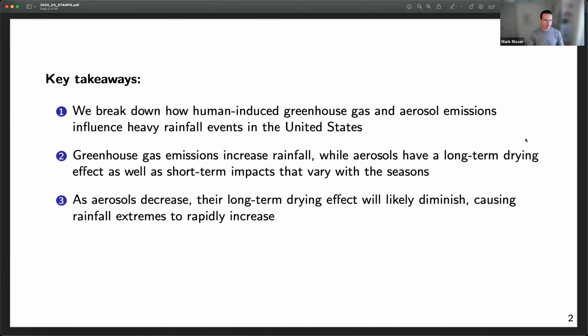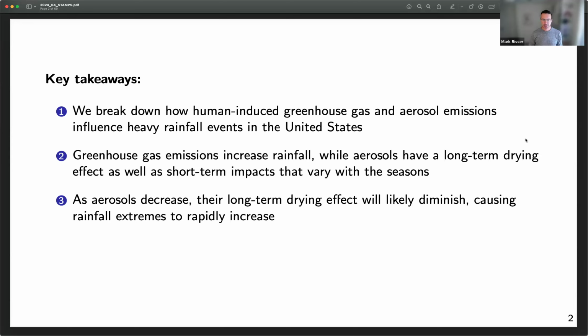Okay, well let's go ahead and jump in. I'd like to start the talk with the key takeaways. What's the ultimate message that I hope to communicate with you today? The objective here is to break down how human-induced factors, things like greenhouse gas emissions and aerosol emissions, influence heavy rainfall events, focused here on the continental United States.